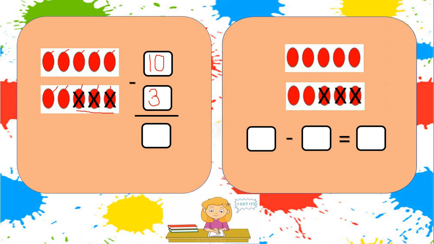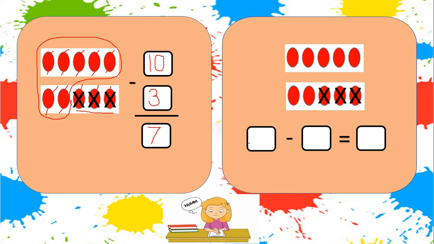Okay, so we are going to write number 3 in the second box. How many balls are left? 1, 2, 3, 4, 5, 6, 7. These are the objects that are left. We have 7 objects. These are the objects without X.